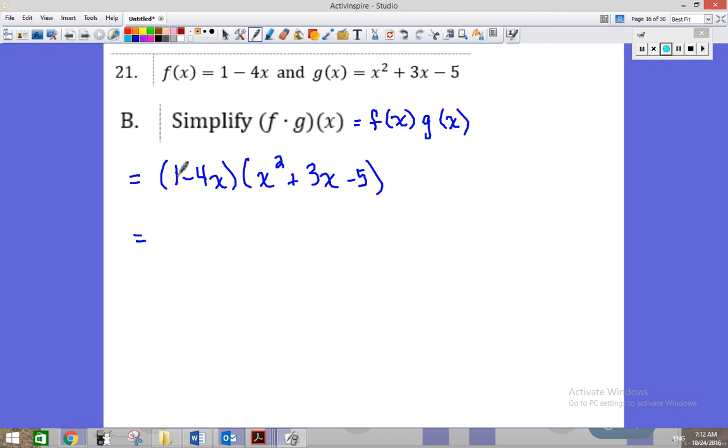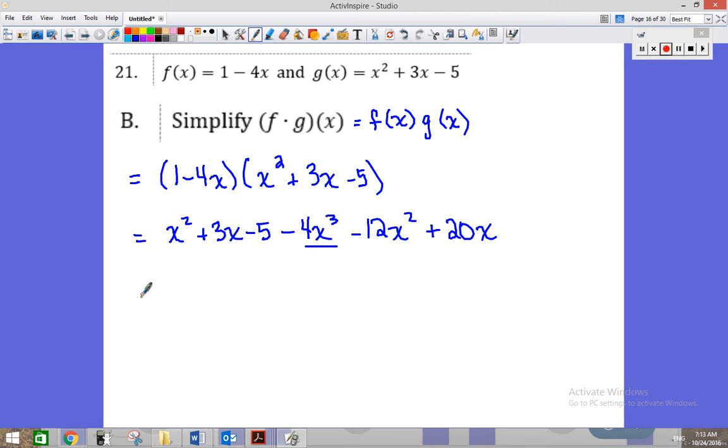so if I use the distributive property and take this number 1 and distribute it through the three terms, I get x squared plus 3x minus 5. If I distribute this negative 4x through these three terms, I get negative 4x cubed. I've got minus 12x squared, and a negative times a negative is positive, and I've got 20x.